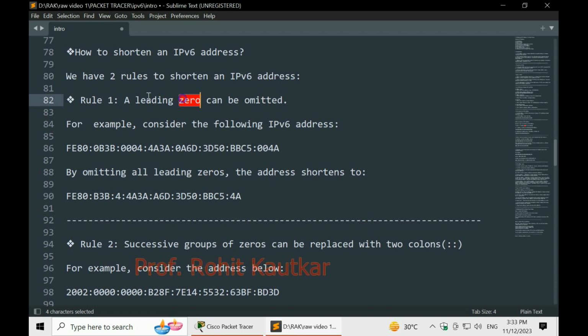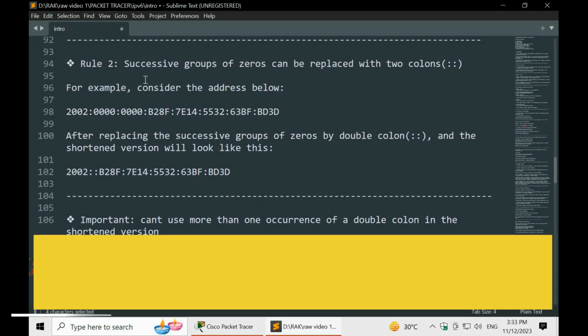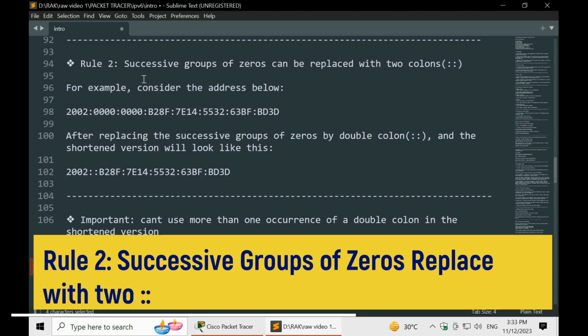This is the first rule, which says you can skip the leading zeros. Now, let's try to see the second rule. In the second rule, successive groups of zeros can be replaced with the pair of colons.